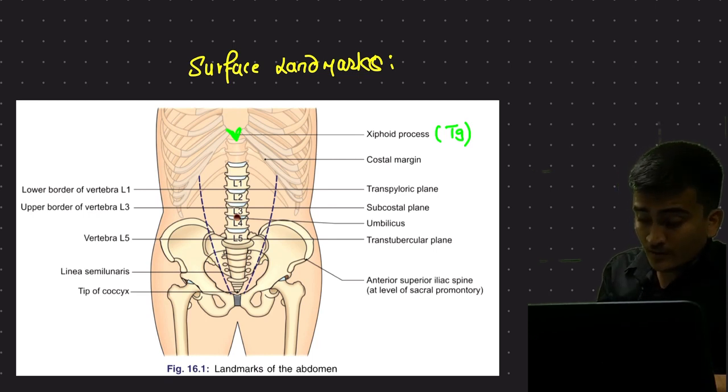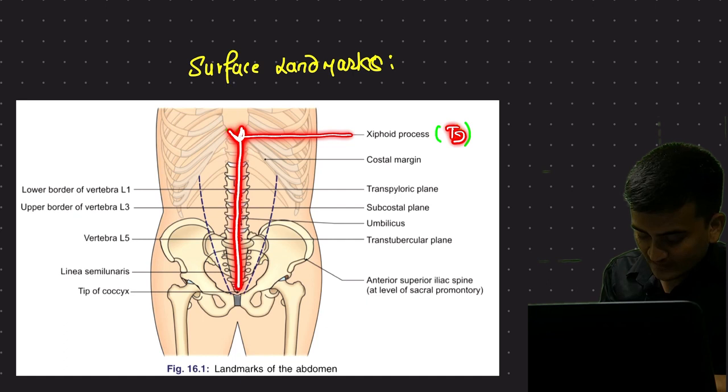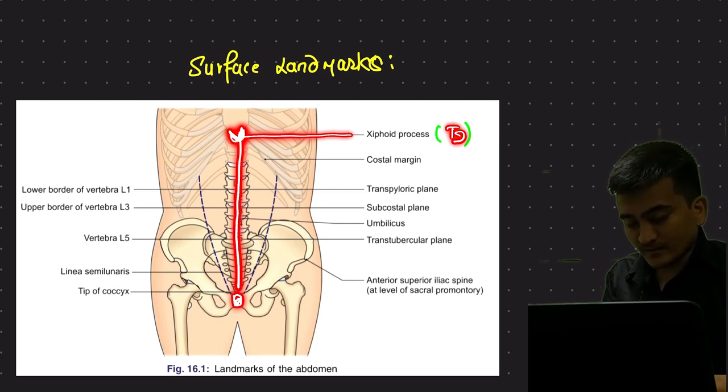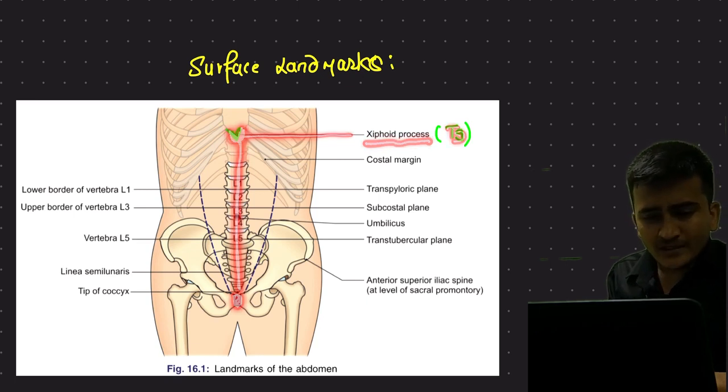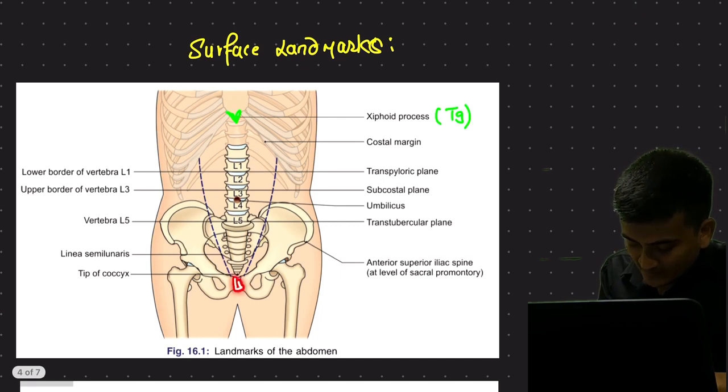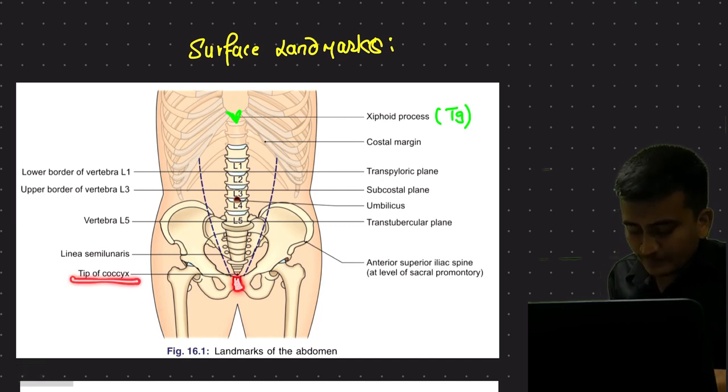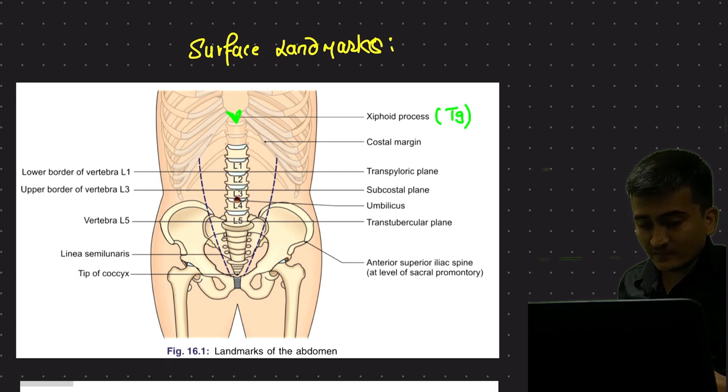Now from this xiphoid process that is lying at the T9 level, to the pubic symphysis, that means from here to here, this is the location where the anterior abdominal wall extends. It extends from the xiphoid process to the pubic symphysis, right? If we see this pubic symphysis, it will lie at the level of the tip of the coccyx.